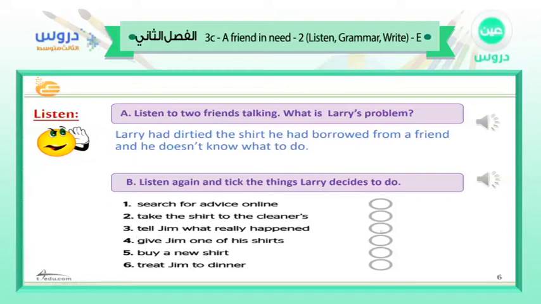Very good. Yes, they have to come straightforward to the problem. Yes, very good. Okay, number 4, give Jim one of his shirts. Yes, they say, what does he want? He doesn't want one of your old shirts. So no, this was not a good idea. Number 5, buy a new shirt. Yes, very good. Instead of giving him an old one, buy him a new one. Very good. Okay, number 6, treat Jim to dinner.